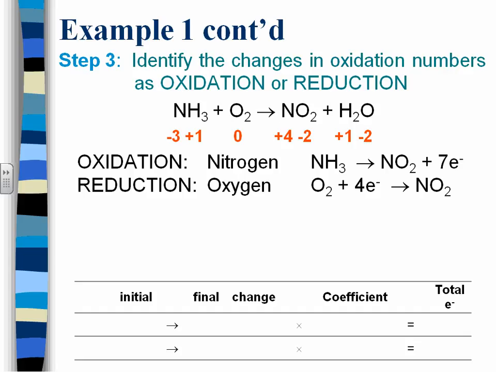Notice I'm ignoring water for now. I'm doing that on purpose. Always ignore water unless there's no other option. That's kind of a rule of thumb just to make your life a lot easier in these examples.